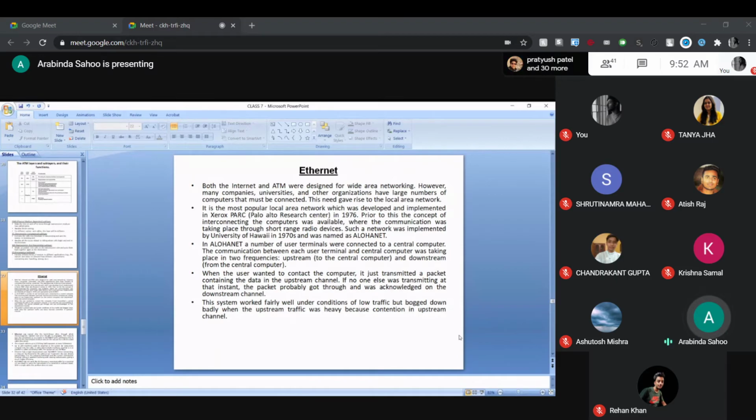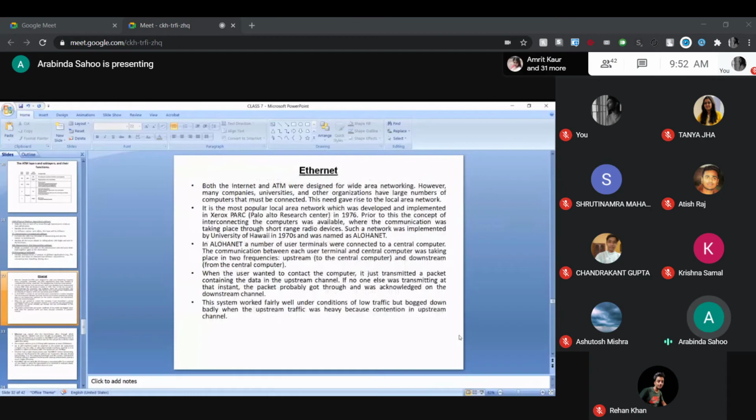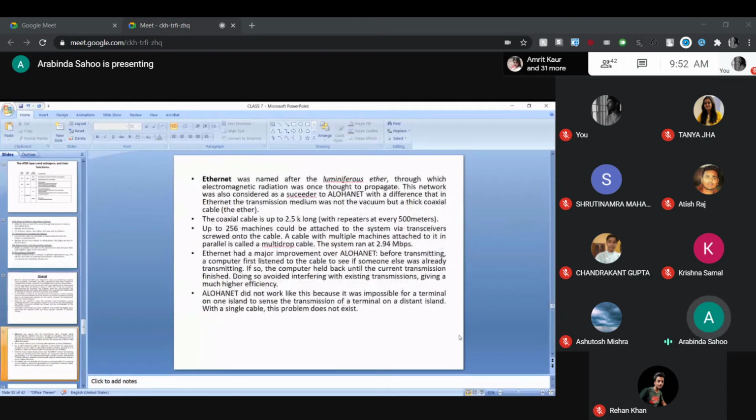Their basic concept was that all the systems are connected to a central computer, and they can access the data. But the problem is, if at the same instant more than one computer wants to connect with the central computer, it creates a traffic problem. This is the problem associated with AlohaNet. So to avoid this problem, in 1976 Ethernet comes into the picture.